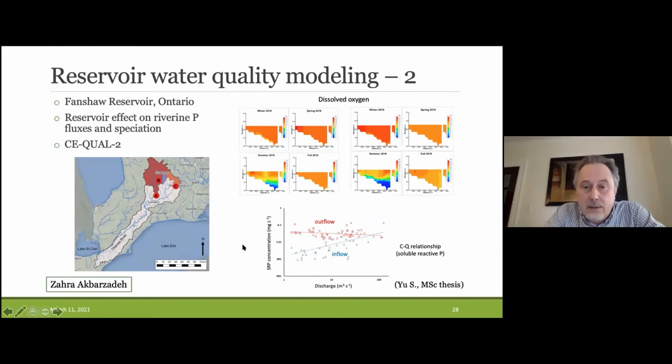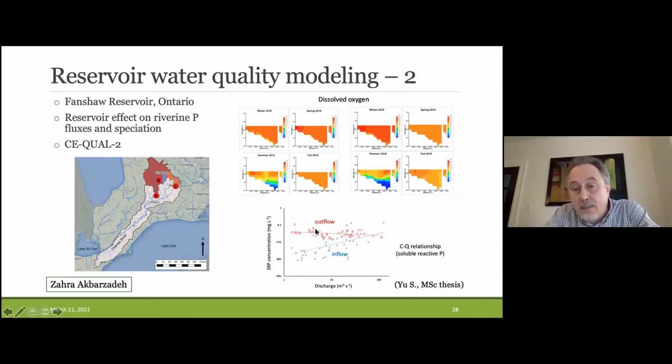If you look at the lower graph here, it shows again one of these CQ relationships, the concentration versus discharge relationship. This is often used as a signature of the river and is usually interpreted in terms of the sources of whatever constituent you're interested in, and the transport pathways from those sources to the river. Now, if you look at the inflow, the river coming in upstream of the reservoir, you have this positive correlation between the concentration of soluble reactive phosphorus and discharge. This would be called an enrichment trend.